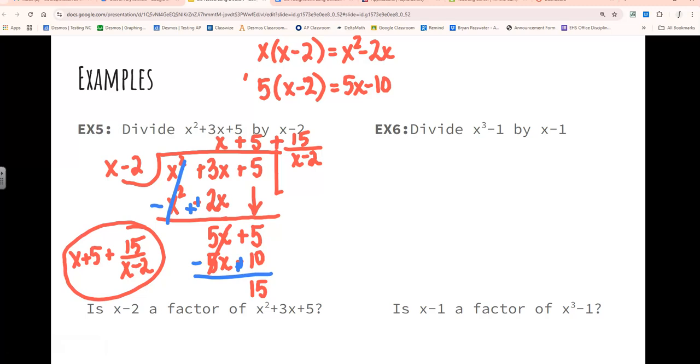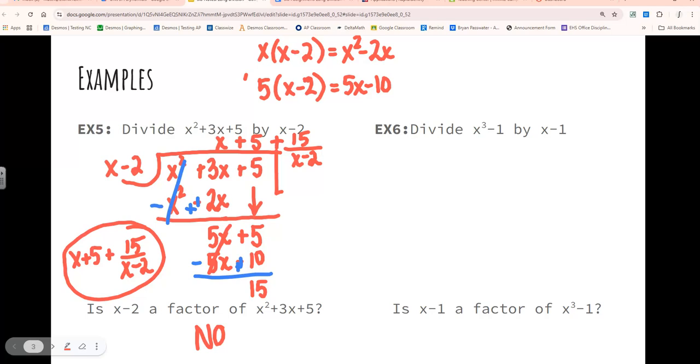So the question says, is x minus 2 a factor of x squared plus 3x plus 5? If I have a factor, it means my remainder is 0. Was my remainder 0 here? No. Factors divide evenly. That's the case even whenever you're a lot younger. Like 5 is a factor of 50 because it divides evenly, but 5 is not a factor of 51 because it won't divide evenly. So this would be a no. That's not a factor.